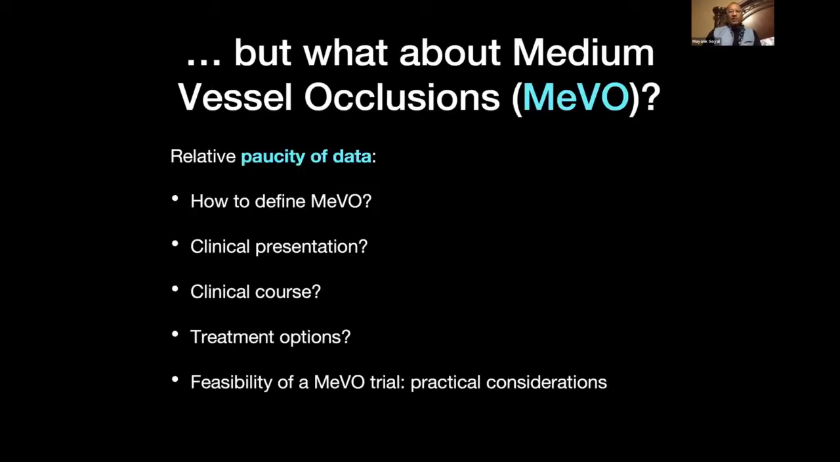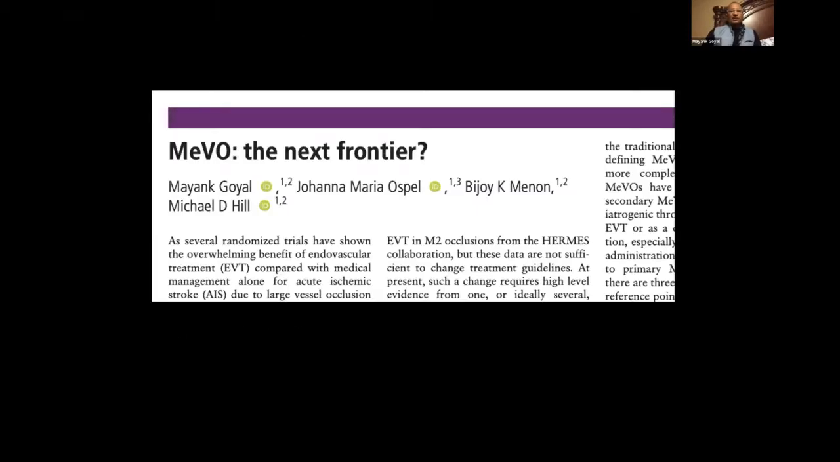I'm going to be focusing primarily on MeVOs, medium vessel occlusion. How do we define it? What's the clinical presentation? What's the clinical course? What are the treatment options? How do we think about level 1 evidence? How do we do the imaging? We wrote this article relatively recently, where I think that MeVO, medium vessel occlusion, is the next frontier from the point of view of endovascular treatment.